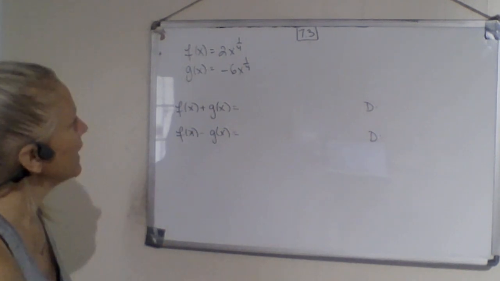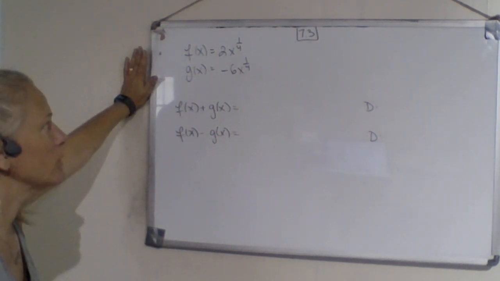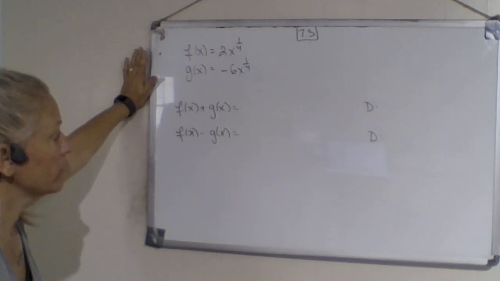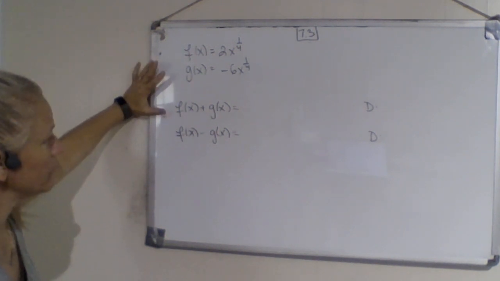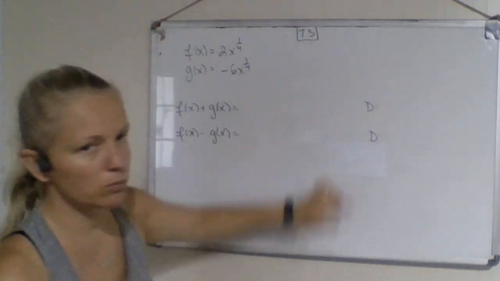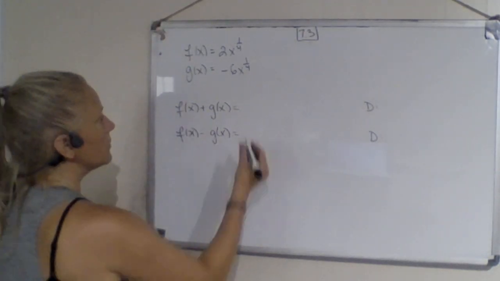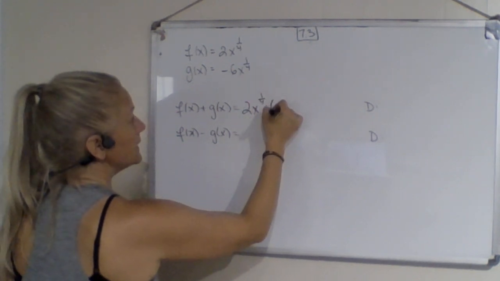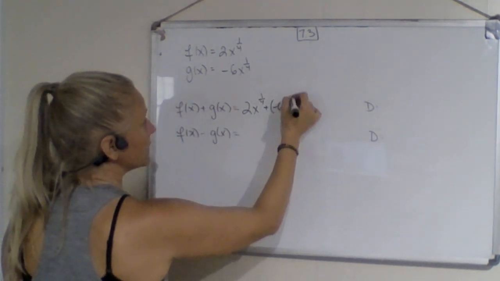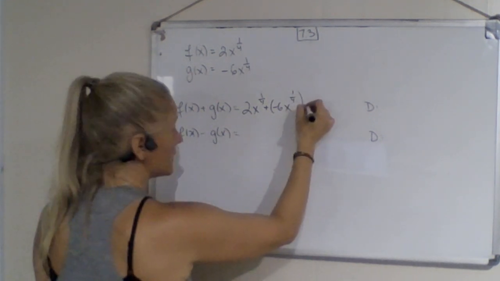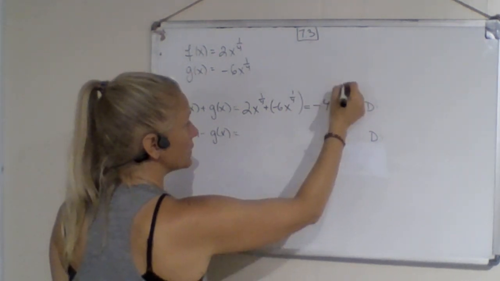Example 1. We have f of x of 2x to 1/4 and g of x of negative 6x to 1/4. They're asking for the sum, they're asking for the difference, and they also want to know what is the domain of each one of them. So let's do the sum. I have 2x to 1/4 plus negative 6x to 1/4. Literally, we have 2 apples plus negative 6 apples. This is negative 4x to 1/4.